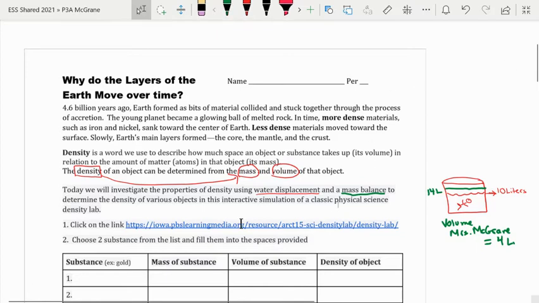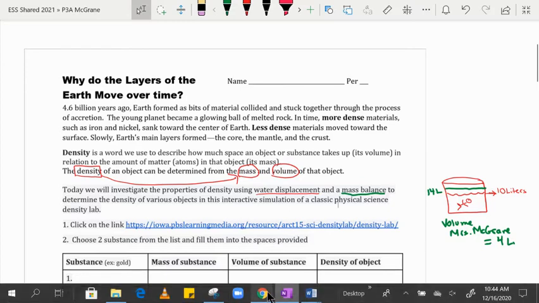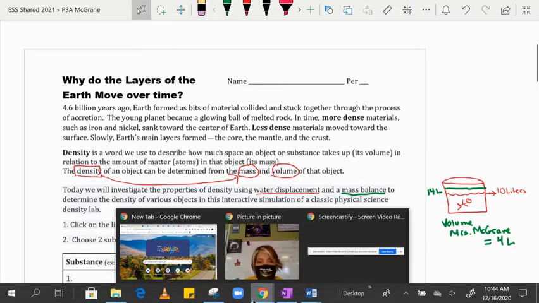You need to click on this link. Now, you can't click on it, but unless you have an electronic version of it, you can go ahead and go to our Canvas. So let's see if I can get our Canvas open.